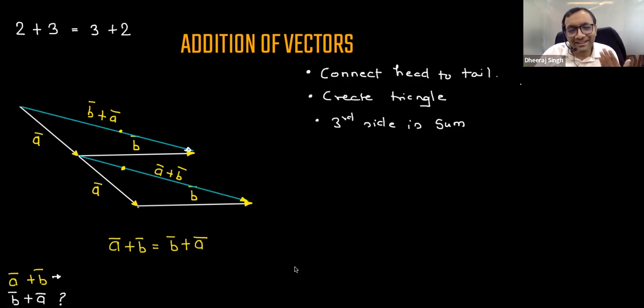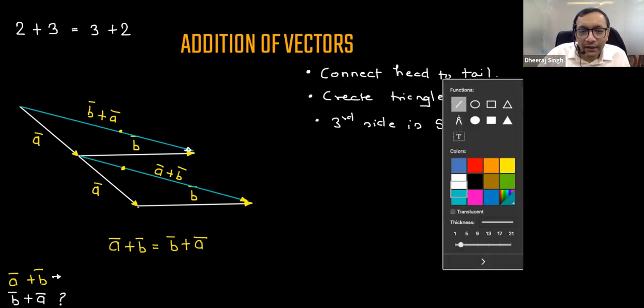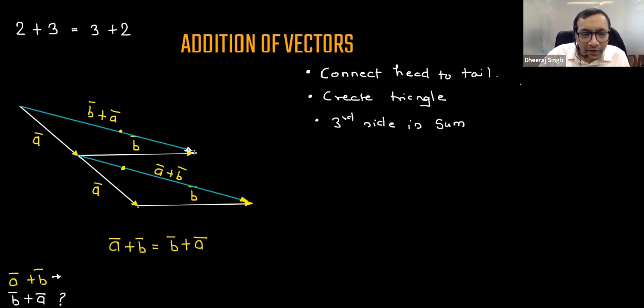Okay, yes, they are equal. In fact, I could have moved A over there, like this. This is A only. And A and B are connected head to tail or not? All of you agree or not?